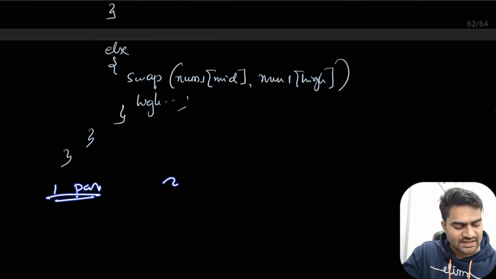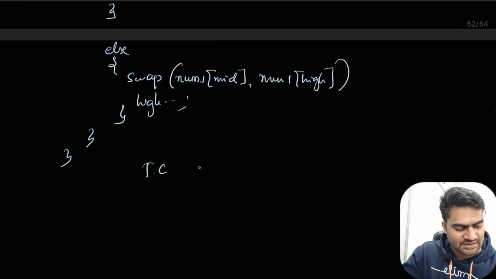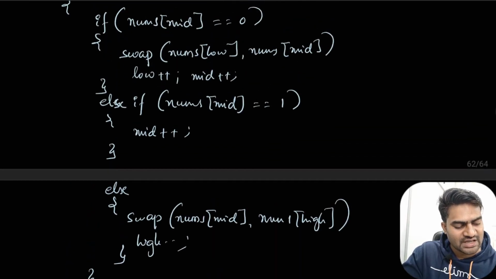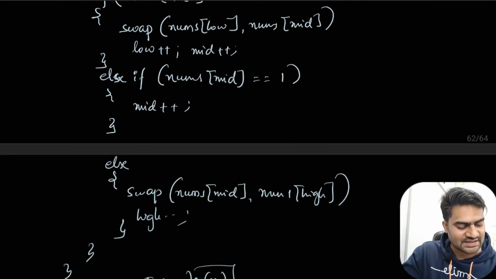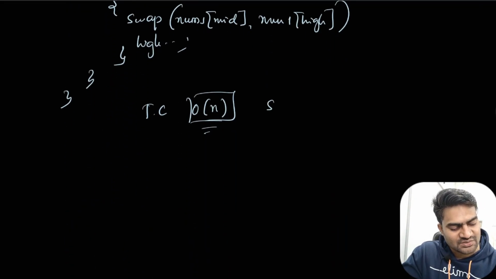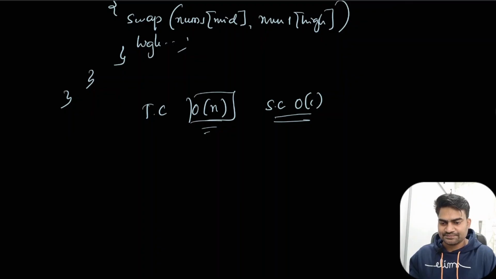So if that is the case, our time complexity will be of order n. So time complexity is of order n, and if you see, we are nowhere using any extra space other than a few variables. Correct, right? So our space complexity is of order 1. Okay, with that, let us execute this and see.